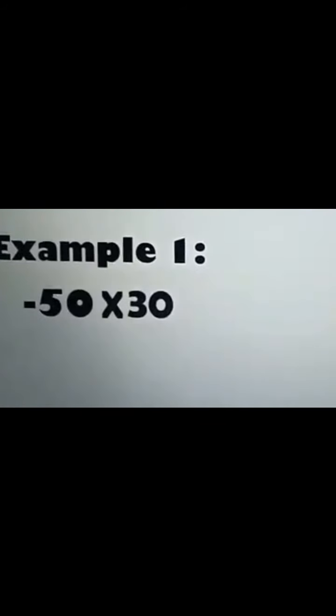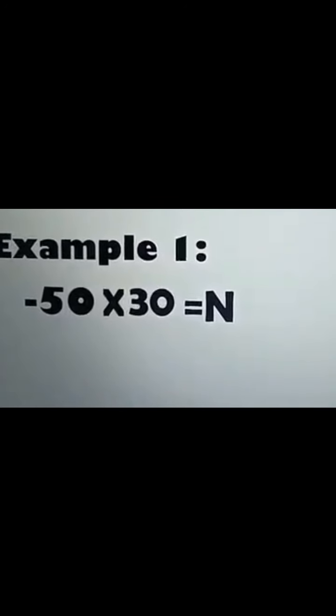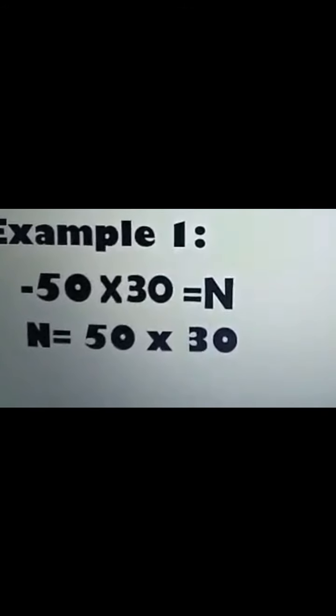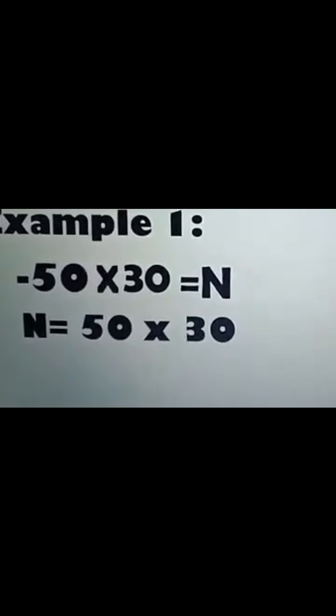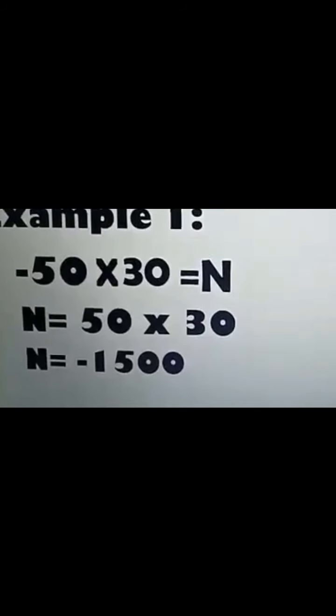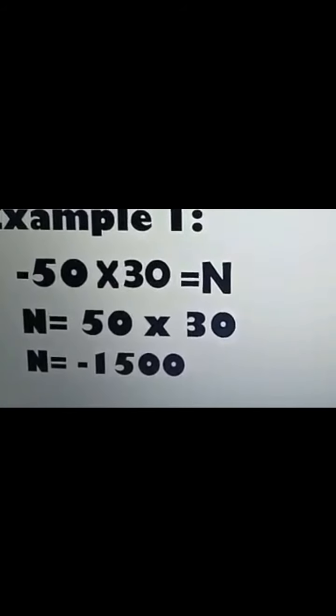Example 1. Negative 50 times 30 is equal to n. The absolute values of negative 50 and 30 are 50 and 30. To find the product, multiply both numbers. 50 times 30 is equal to 1,500.